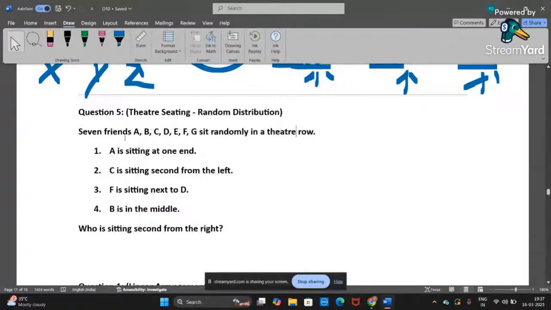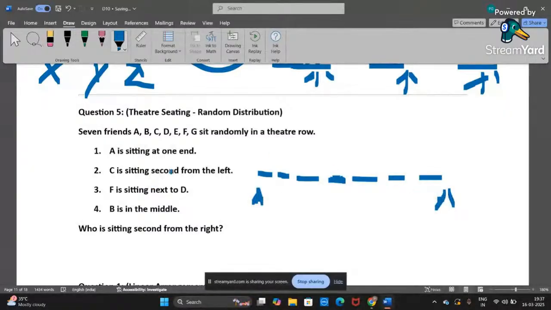Seven friends A, B, C, D, E, F, G are sitting randomly in the theater. Let me write all the seven positions: 1, 2, 3, 4, 5, 6, 7. A is sitting at one end. It can be either end. C is sitting second from the left. The left is this side, right?